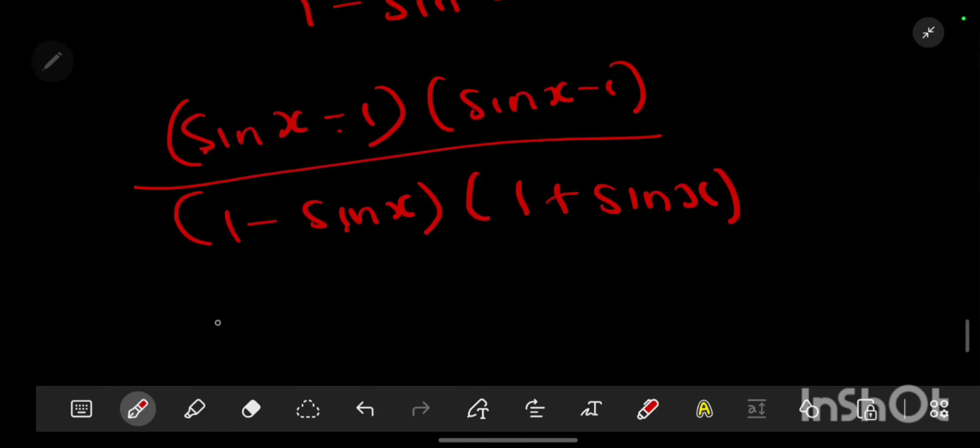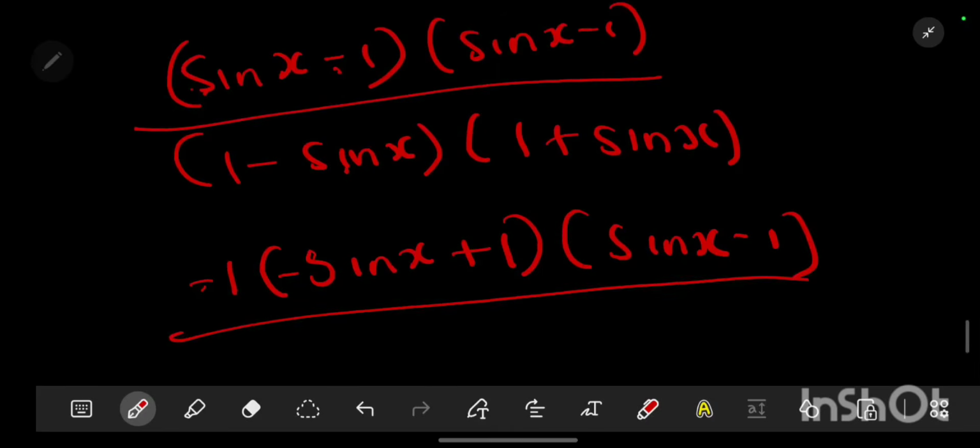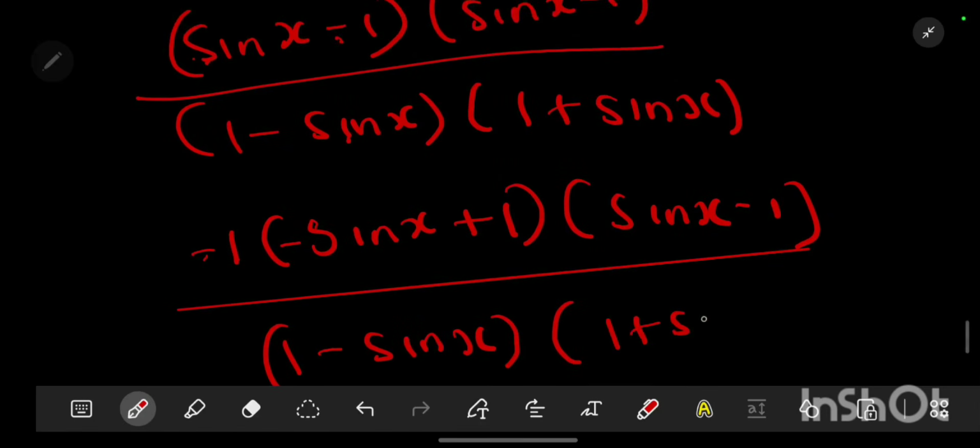If we factorize negative 1, it will be negative 1, open brackets. This will become negative sine of x, and negative divided by negative is positive 1. Then we have the sine of x minus 1, then we divide by 1 minus the sine of x, open brackets, 1 plus the sine of x.